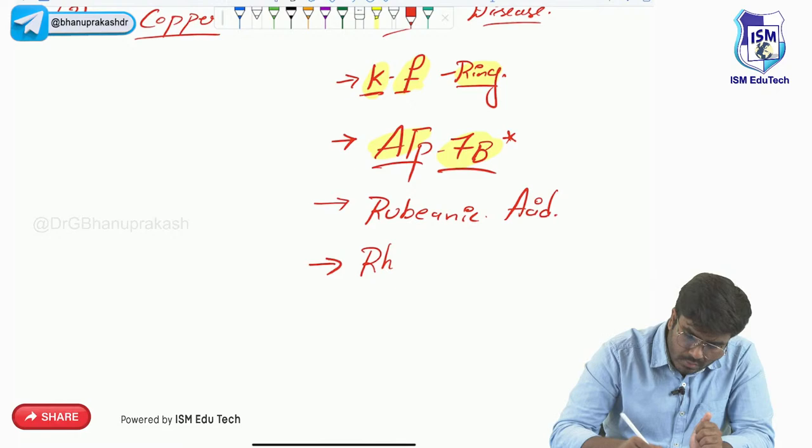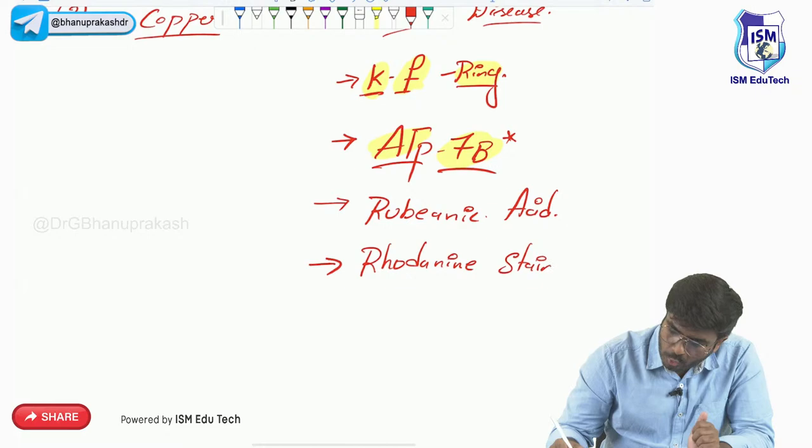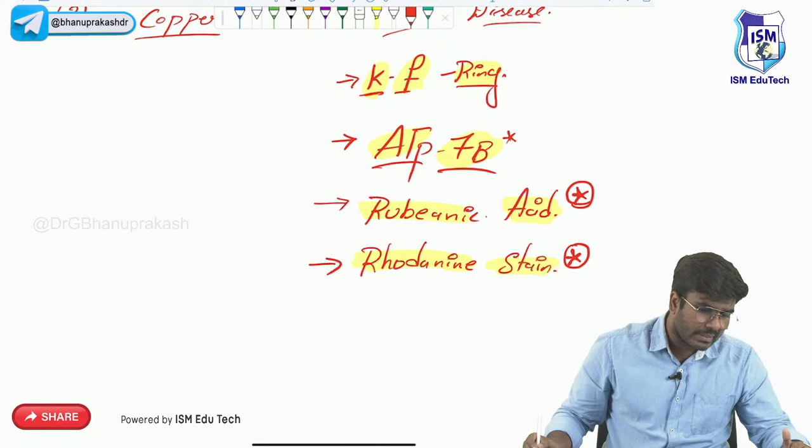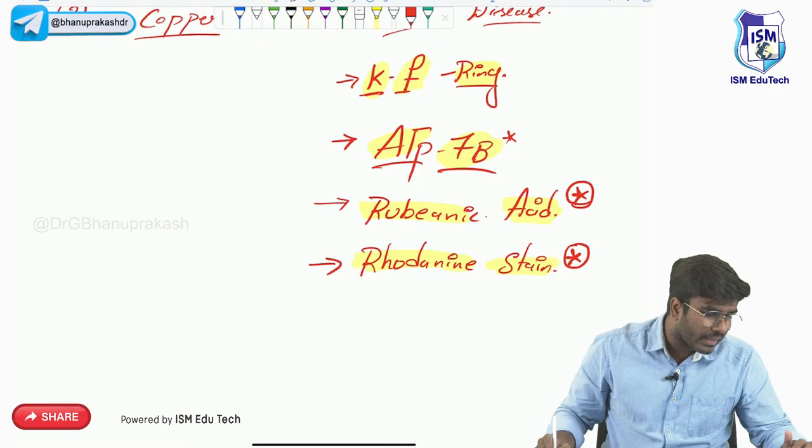Rhodanin stain. Not rhodamine, it's rhodanin. So, rhodanin stain and rubeanic acid stain are used for looking at copper accumulation inside the cell, because Wilson's disease, this hepatolenticular disease, is caused by an ATP7B gene mutation.